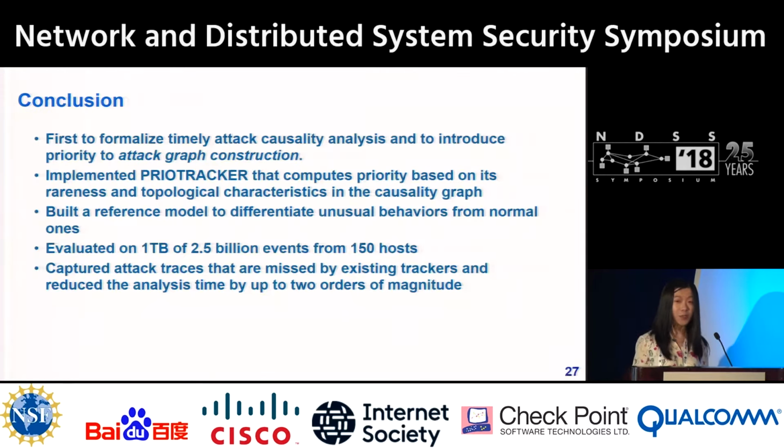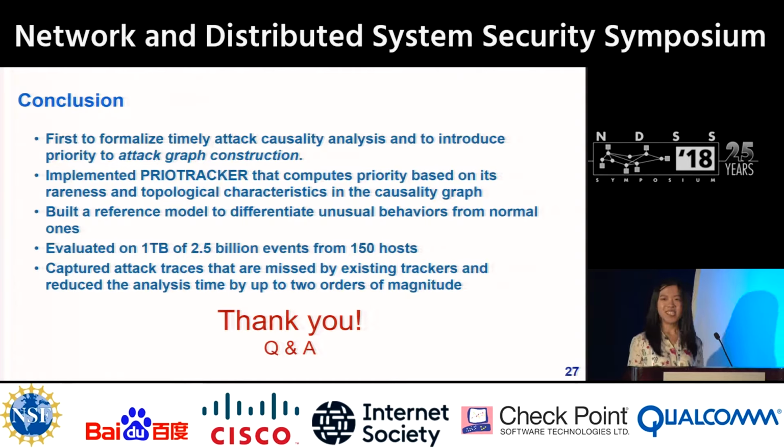Okay, finally, I can conclude my work here. We are the first to formalize timely causality analysis and to introduce the notion of priority to graph construction. We implemented the system named PRIOTRACKER, and we also built a reference model to enable us to distinguish abnormal activities. We also evaluate on the largest data set. Our results show that we can capture the missing parts of existing trackers and also speed up the analysis process. Okay, that is all. Thank you very much for your time.